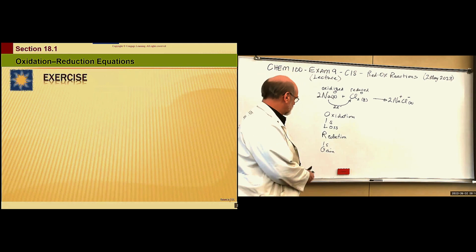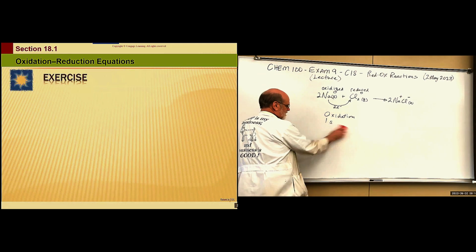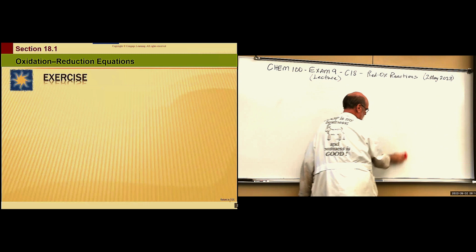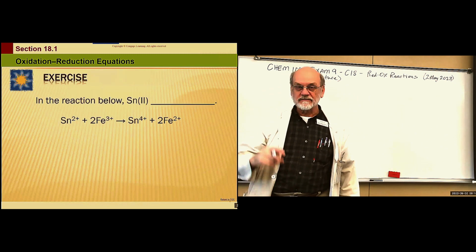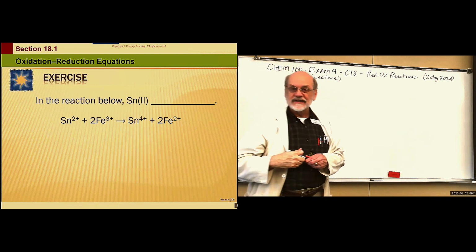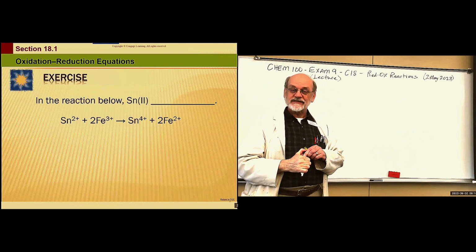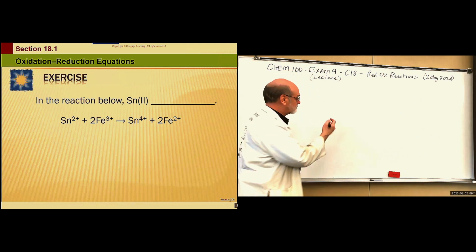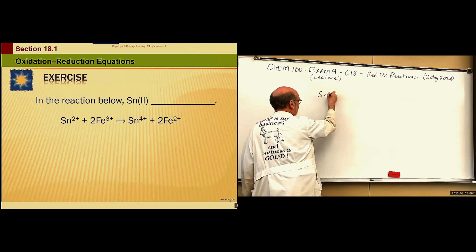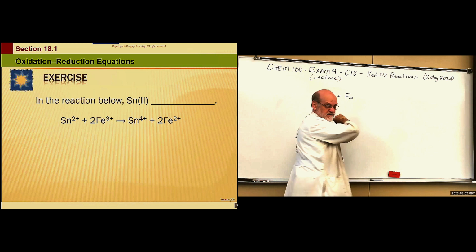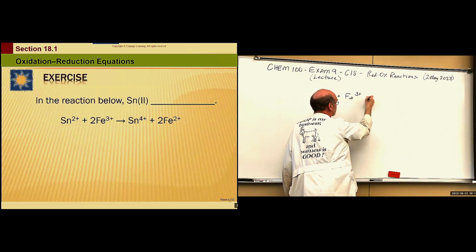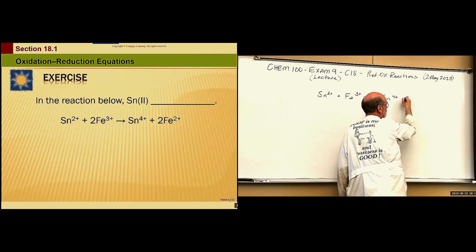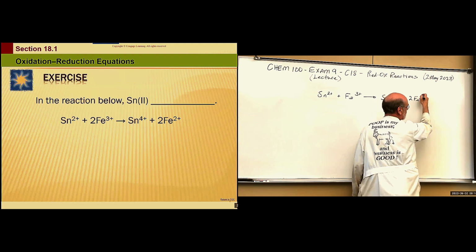All right. So let's look at a problem and use what we've learned to describe what's happening in this reaction. In this reaction, tin 2 plus, Sn2+, is what? Is it oxidized or reduced? Well, let's see, iron 3 plus, and then tin becomes 4 plus, and iron becomes 2 plus.